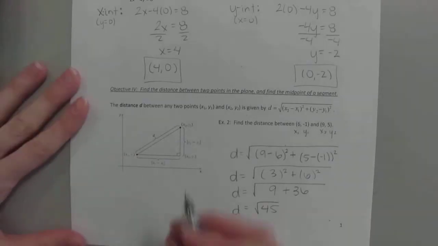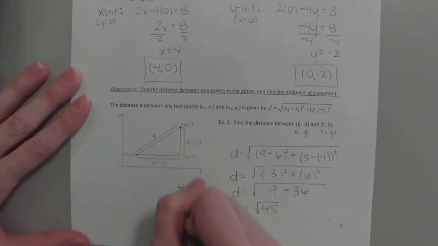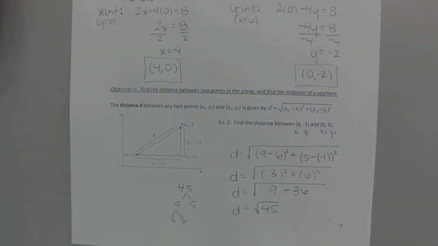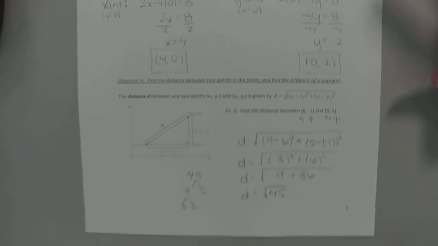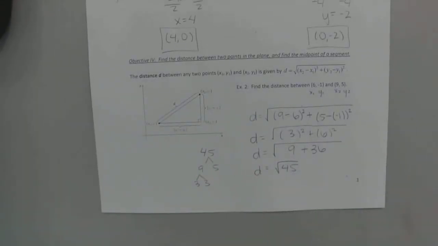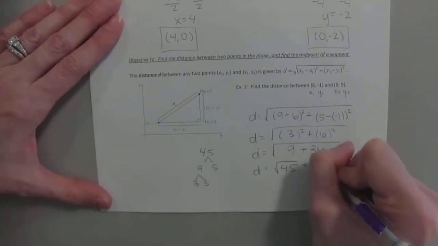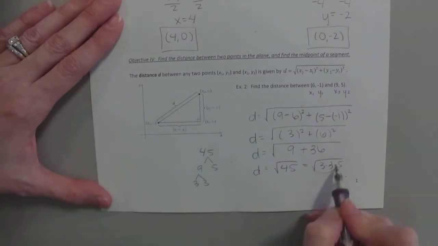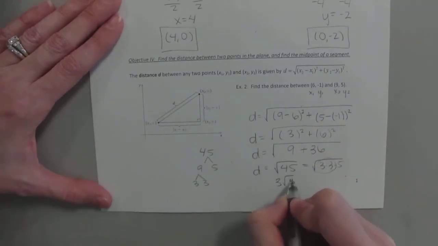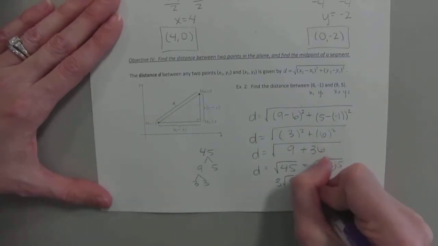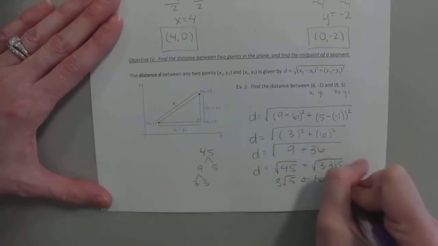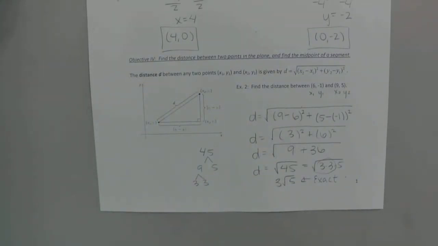So they might ask for a reduced radical, and that's what we went over yesterday. Remember, a reduced radical means let's break him down and see who gets to come out. So who's going to be able to come out and play? The 3, right? So the 3 will come out to play. So 3 root 5 will be the exact answer. So if they say, give me the distance in exact using radical form, you know that's what they're looking for.